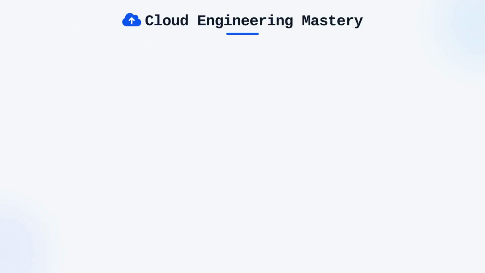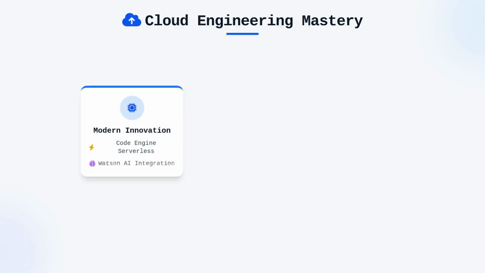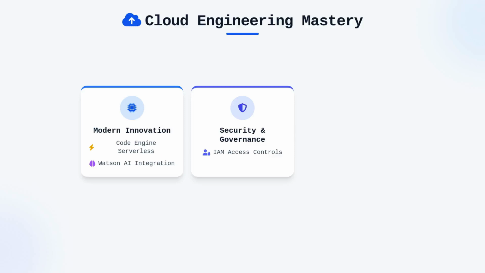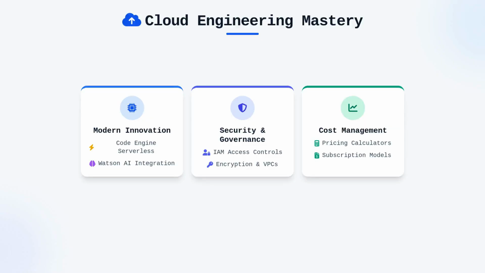The shift toward modern development patterns, supported by serverless options like Code Engine and the integration of artificial intelligence via Watson, represents the current state of cloud innovation. You have learned how to manage these resources using identity and access management controls, ensuring that your architectural designs adhere to security best practices. Understanding how to utilize pricing calculators and subscription models is equally vital, as cloud engineering is inextricably linked to cost governance.